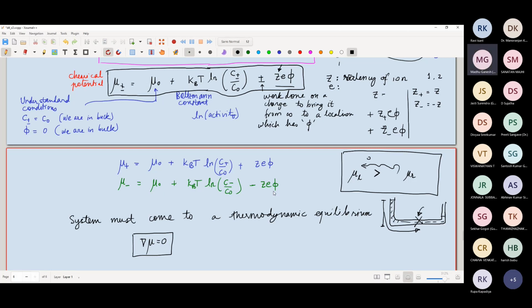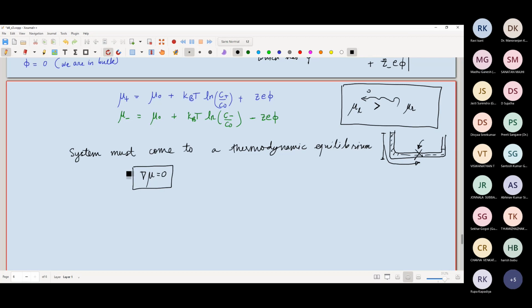So let's continue. The gradient of the chemical potential has to be zero. So let's see what that yields us. Let me just copy this expression so that we have it in front of us. So mu plus minus will be zero. There are two expressions, one for the positively charged ions and one for the negatively charged ions. So what does the gradient of mu plus minus give us?